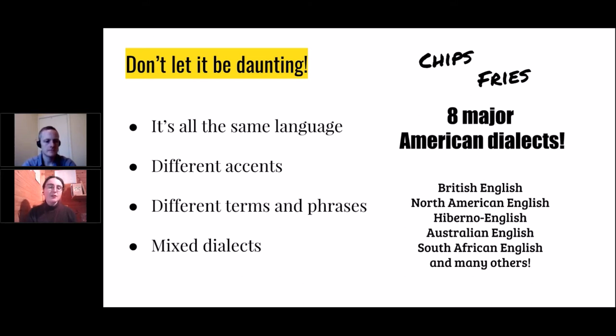And then there are different accents, so that adds to it again. You could have someone with the same dialect, but different accents. And there are different terms and phrases, as we discussed about English, same in Irish. And of course, then there are the mixed dialects, where say you have a child and they have a parent from London and a parent from New York, they're going to have a bit of a mixed dialect, and there are going to be a lot of influences there. So it's the same in Irish.